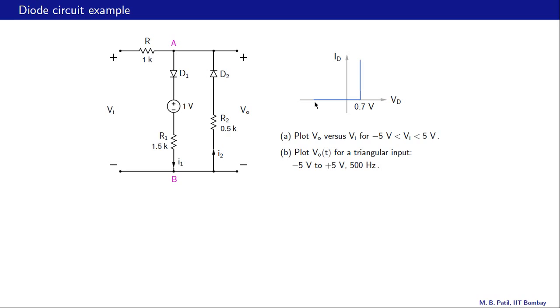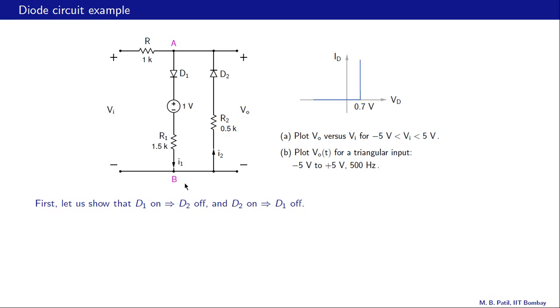Now this example does look more complicated than the previous one, but let us show that if D1 is conducting, then D2 cannot be conducting, and vice versa. And once we show this, then the whole problem becomes much simpler.